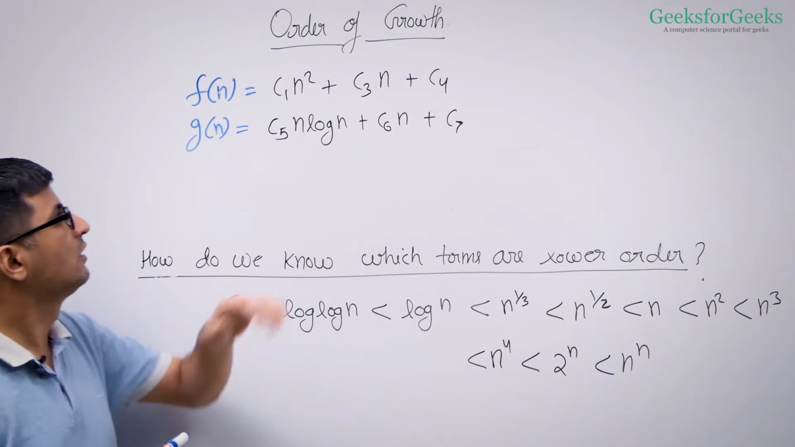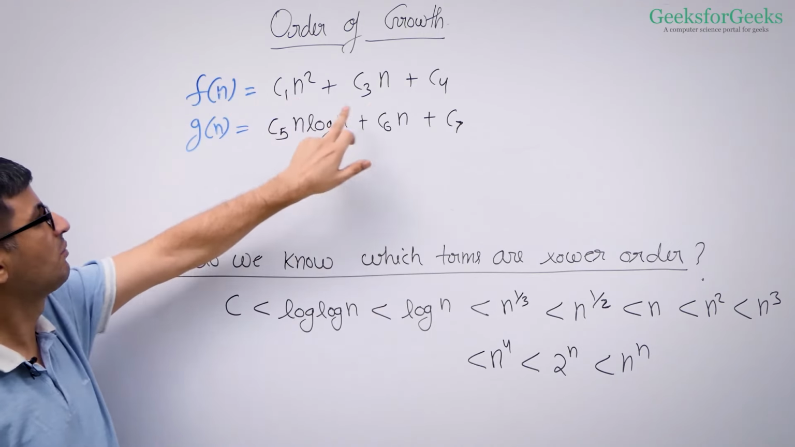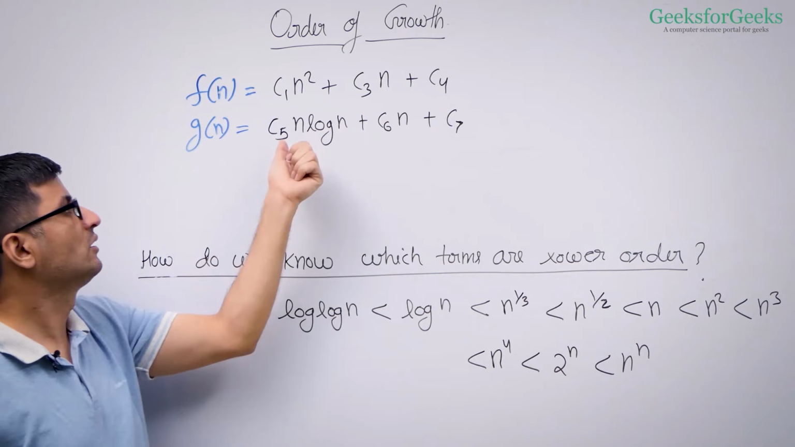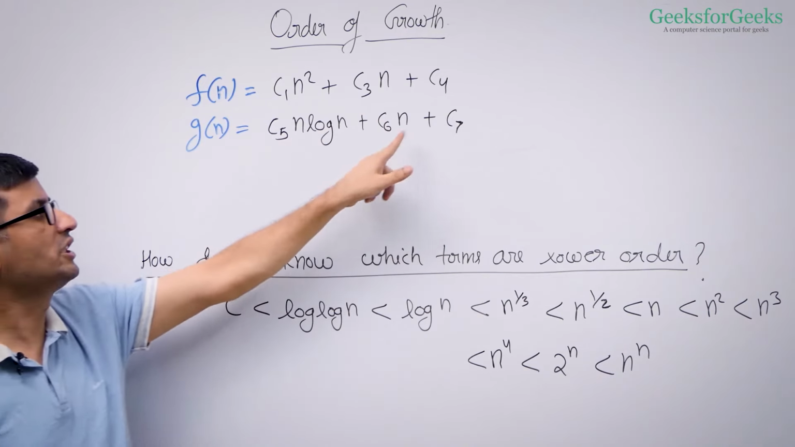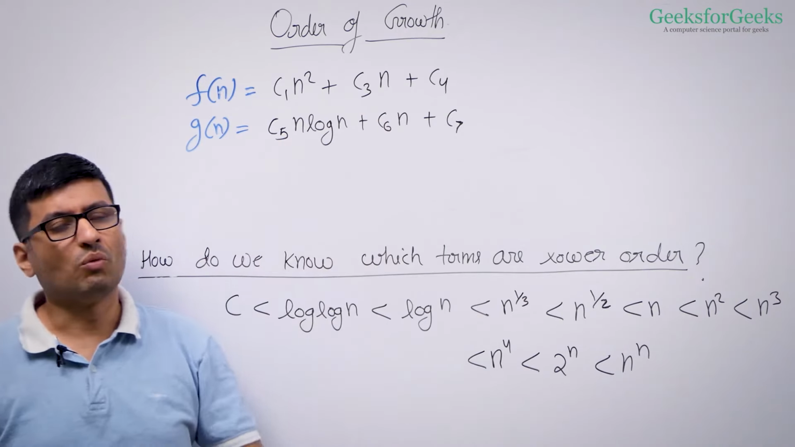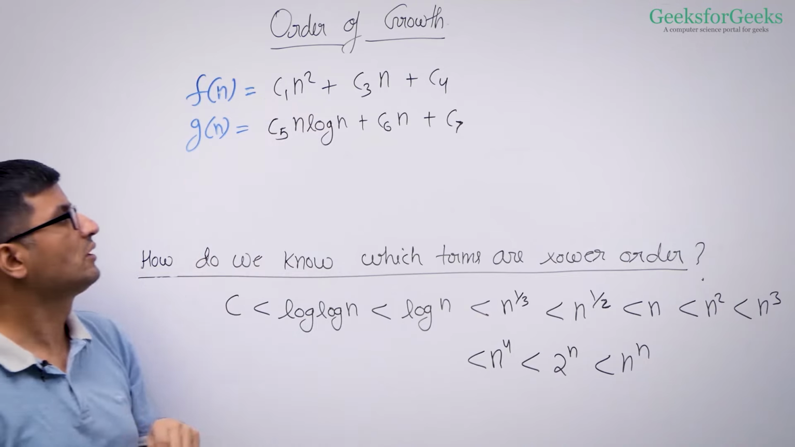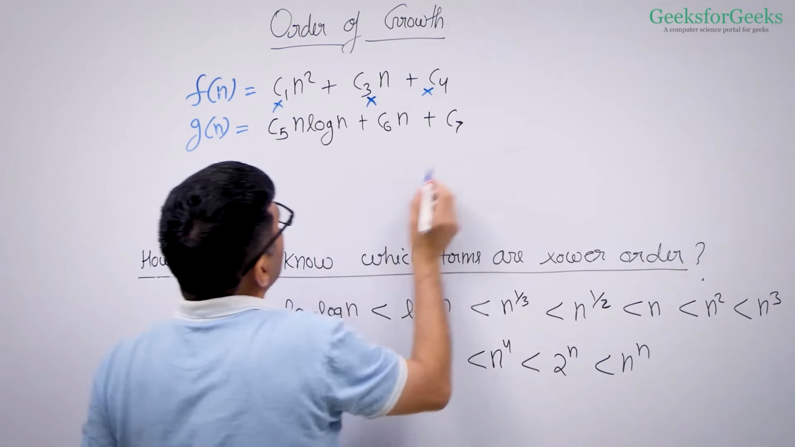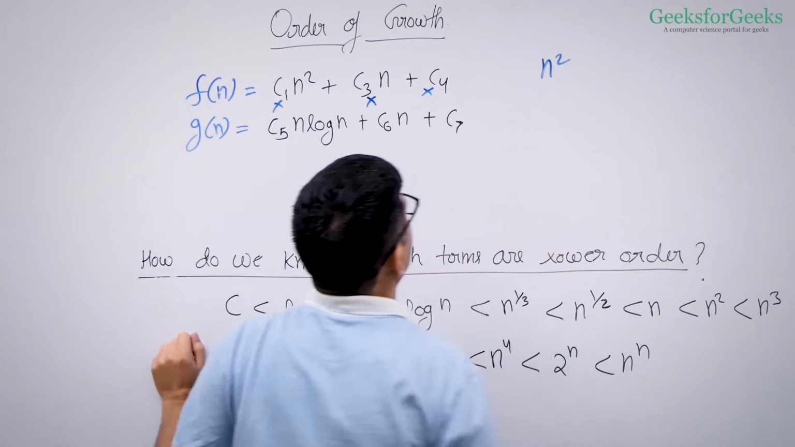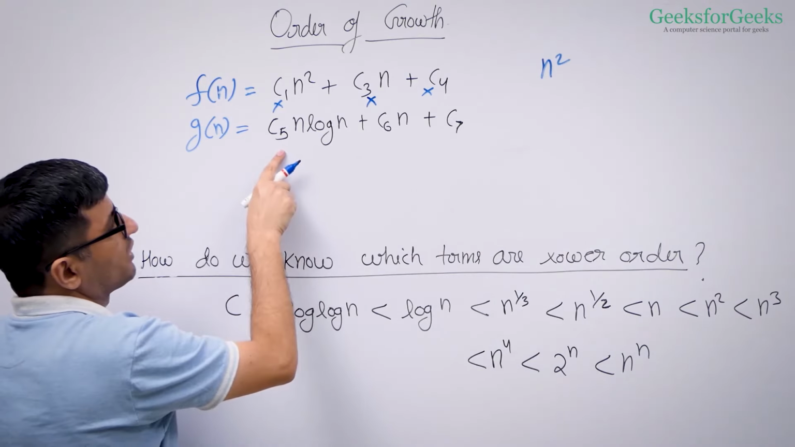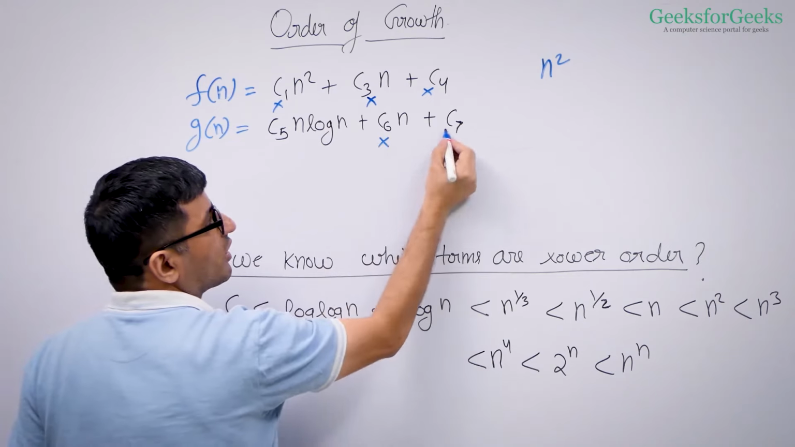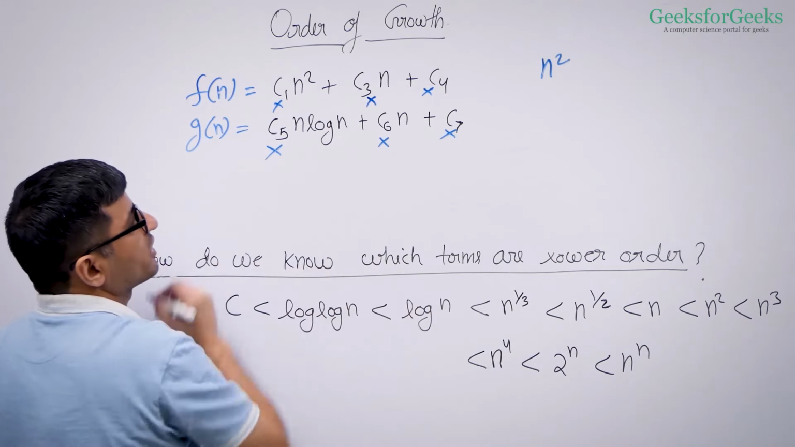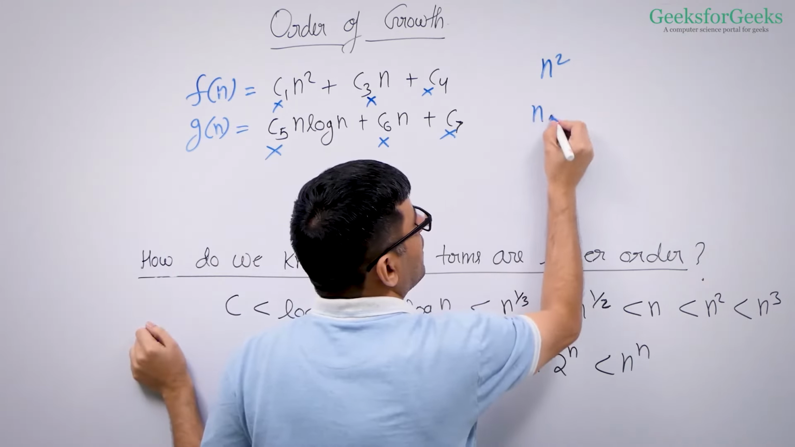Let us do one more exercise. C1 n square plus C3 plus C4, and C5 n log n plus C6 plus C7. What is the order of growth of this function? We ignore the lower order terms, ignore the leading constant, we get n square. What is the order of growth of this function? Ignore the lower order terms, ignore the leading constant, n log n.